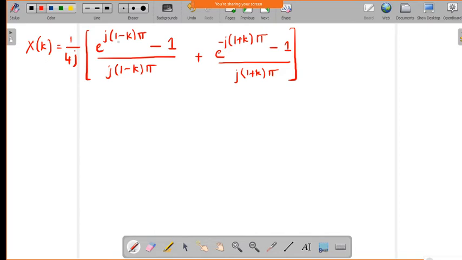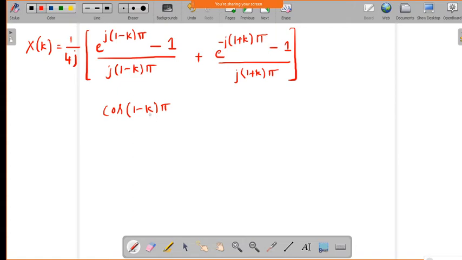So now if you write in terms of cos and sine, in terms of sine pi, this is going to be 0. The multiples of pi, sine is going to be 0, only the cos value you will get. So you will get cos of 1 minus k into pi. Whenever the k value is 0, 1, 2, 3 like that, it will go, so it will vary the value. And similarly here also cos of 1 plus k into pi will come.